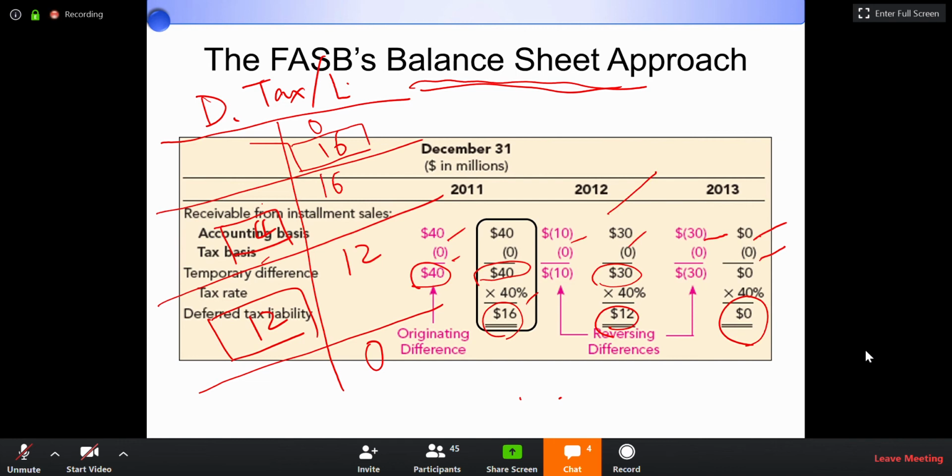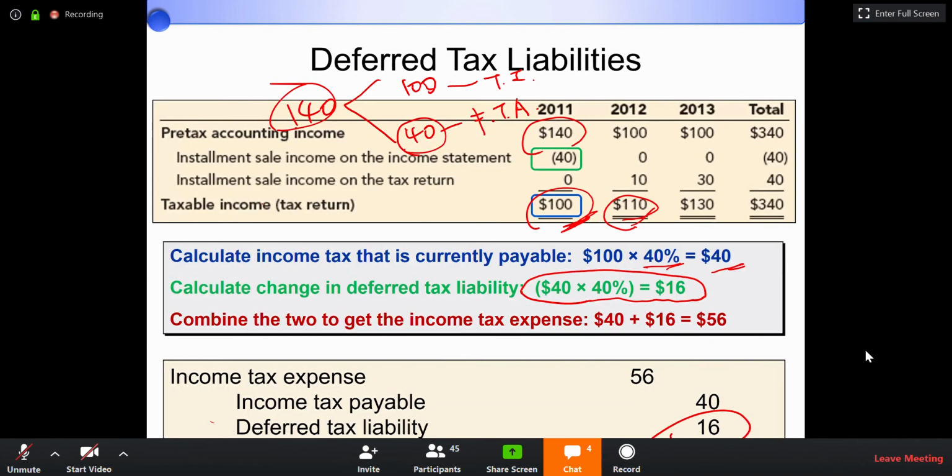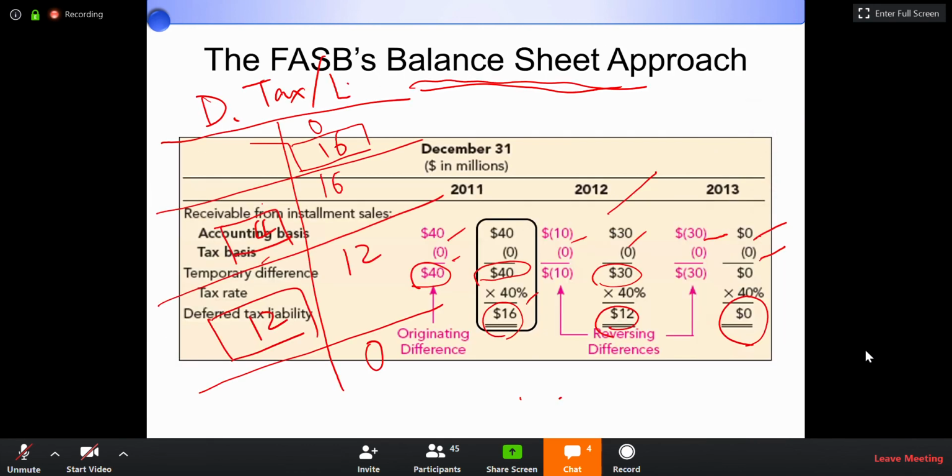So this is the second method. But I suggest you still stay with the first method. I think the first method is relatively easier to understand. You better stay with this method. We can focus on this method. This method is just for your reference.